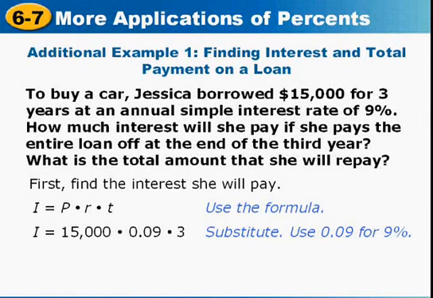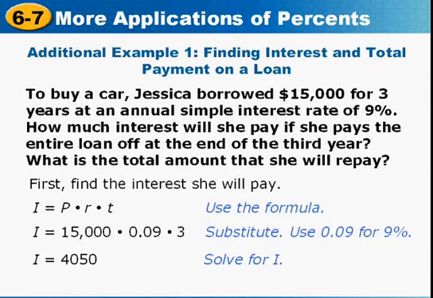I equals the principal, which was $15,000. That's what we borrowed. Times the rate, 9%. We changed it to 0.09 because that's what you do to percents. Times the time, which is 3 years. Principal times rate times time. 15,000 times 0.09 times 3.